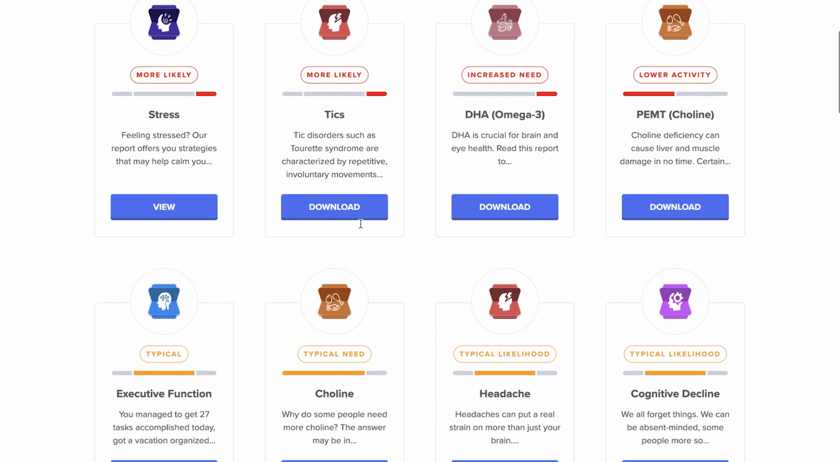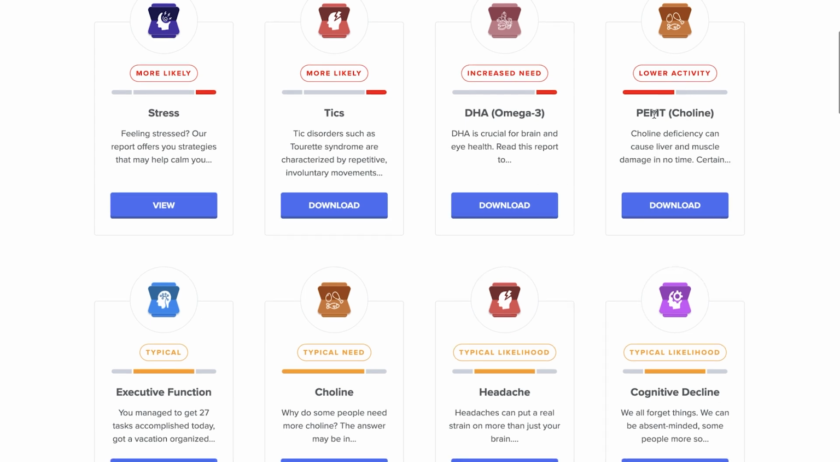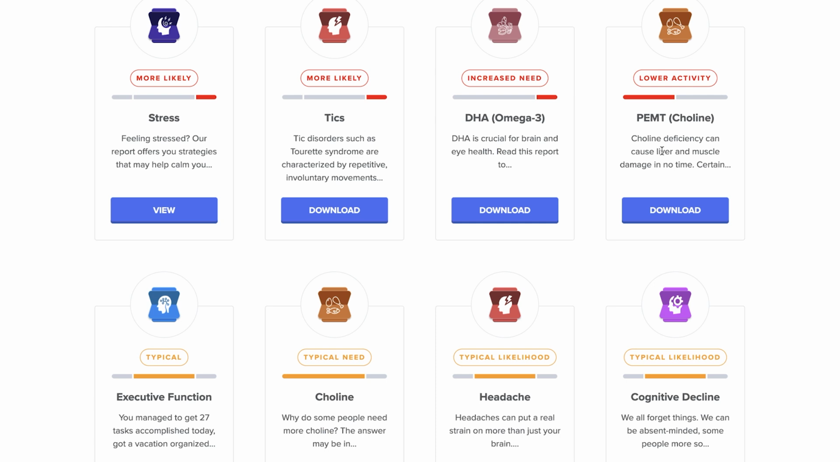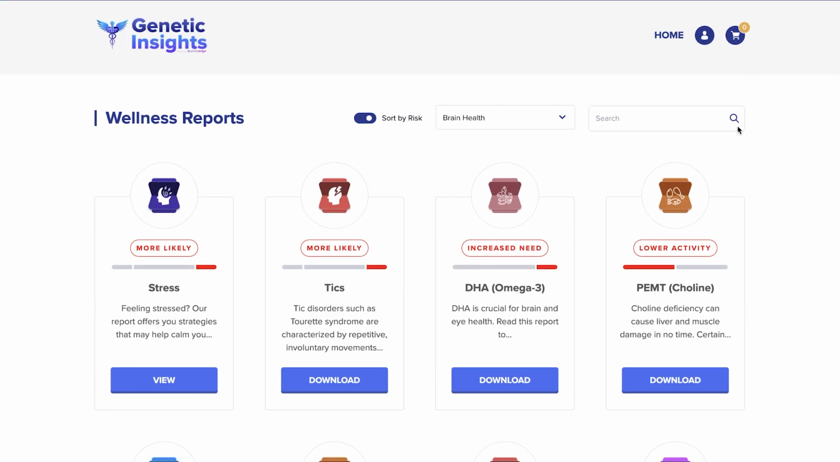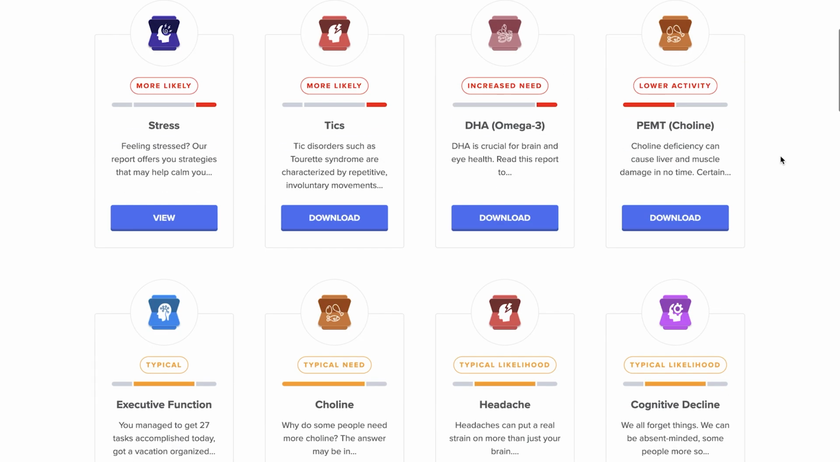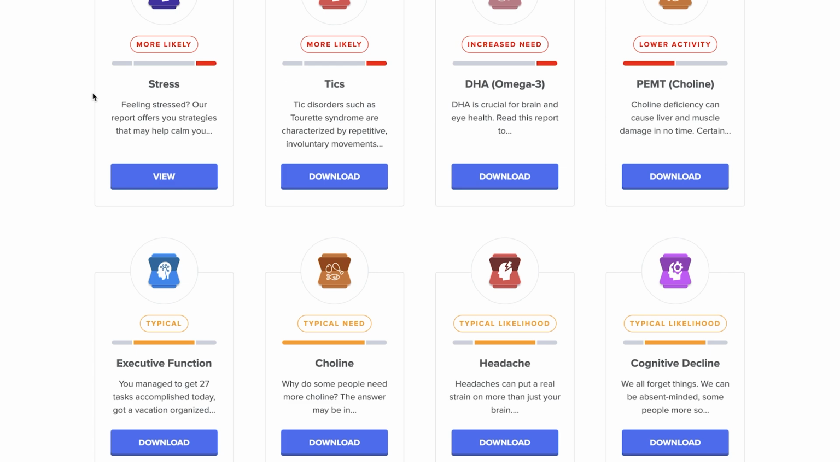Not really relevant. Increased need for DHA, lower activity of PEMT, which is this gene that creates choline for you. So, relates to issues of memory and stuff like that. But I often look at that more for detoxification in the liver. So there's nothing really super relevant here that would immediately jump out at me as, okay, this is what's going on. And of course, one of the things that we don't have here in the red category is the attention report.